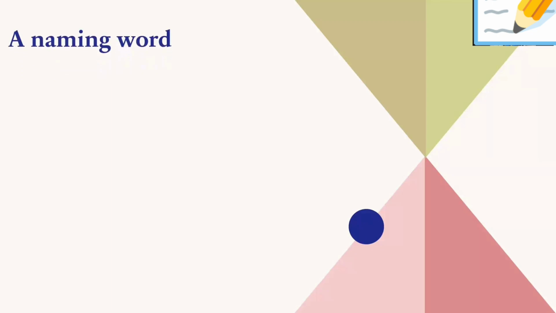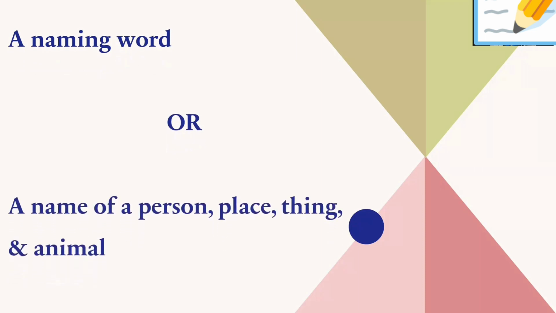What is a noun? A naming word. Noun is a naming word, or we can say a name of a person, place, thing, and animal. So what is a noun? Noun means a naming word or a name of a person, place, thing, and animal. So this is what we call a noun.